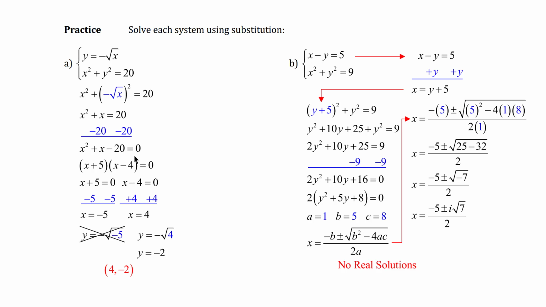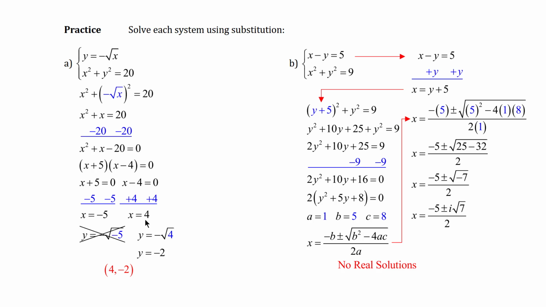Next, we factor. We get (x plus 5) times (x minus 4) equals 0. Next, we apply the zero factor property. We get x plus 5 equals 0 and x minus 4 equals 0. Solving the first equation for x, we subtract 5 from both sides. The result is x equals negative 5. Solving the second equation for x, we add 4 to both sides. The result is x equals 4.